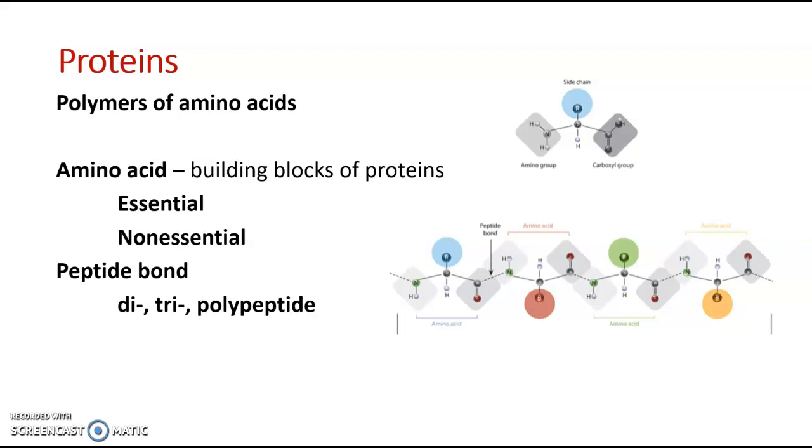So if it's an essential amino acid, that means that we have to consume that in order to have that product to build our proteins. If we don't eat it, then we're going to be deficient in that amino acid, and we're not going to be healthy, and we're not going to be able to build the proteins that we need within our body.